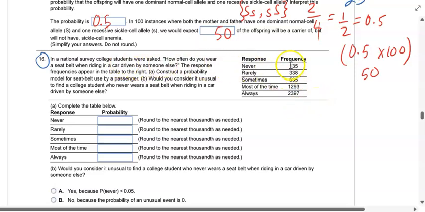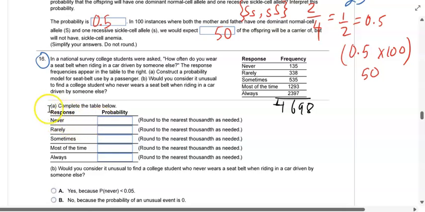Okay, now let's find how many people are in the survey. You add all the frequencies to find the total number of people in the survey, and if you add all of this, the total is going to be 4,698 sampled for this question. And the first question is to construct the probability model for the seat belt use by the passenger.